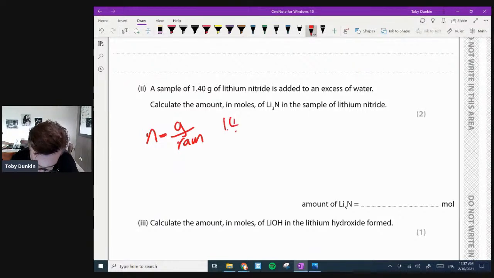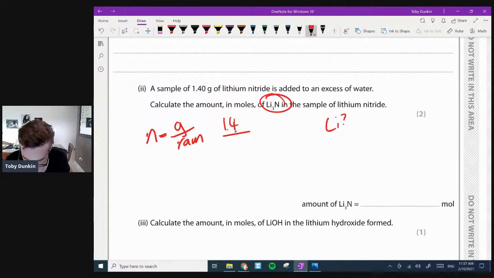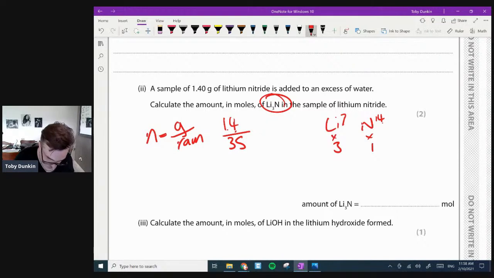So grams, 1.4 grams over... Now they haven't given us its Mr. Now they're making us work for this. So lithium is 7 on the periodic table, nitrogen is 14. So I've got 7 times 3, plus 14. So it weighs 35. Sorry, 1.4 over 35, and I get 0.04 moles.